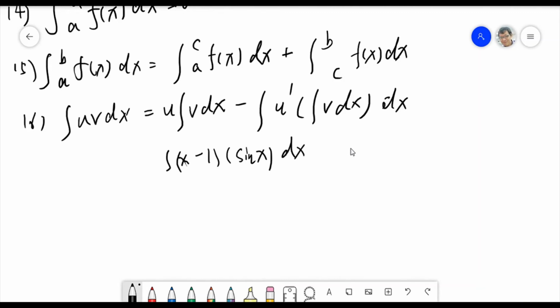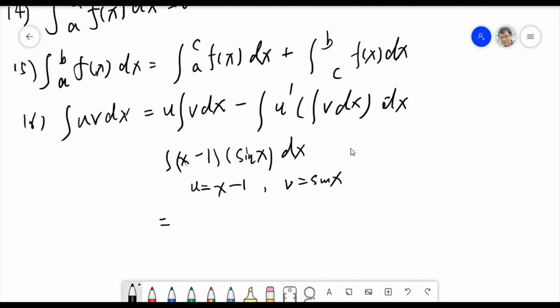So here, what's u? In fact, which one is u and which one is v is up to you, not just because it's in front. Because for multiplication, these two can exchange, right? So we just make it easy. u equals x minus 1, while v equals sine x. They're both functions of x, right? So based on this formula, how do we solve this one?